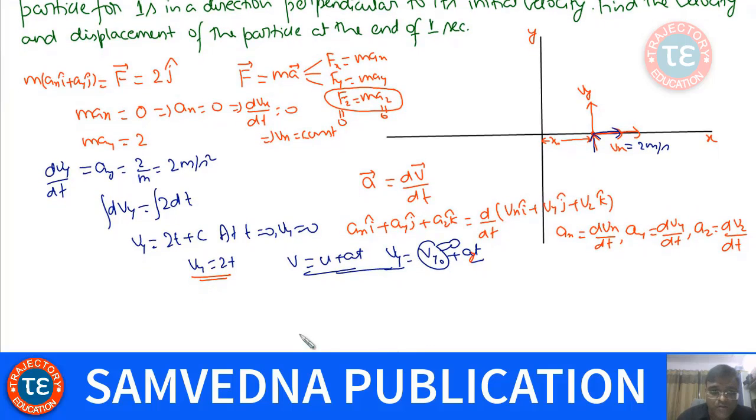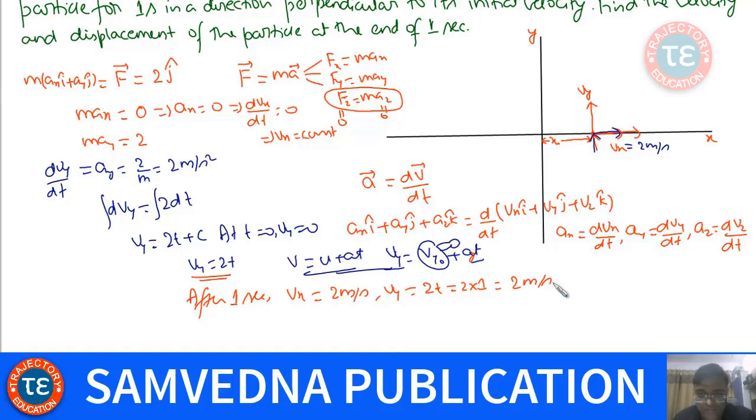Get your point? And it acts for 1 second. So after 1 second, what do you have? After 1 second, of course your Vx will remain 2 meter per second. Your Vy will be 2t, that is 2 into 1, 2 meter per second, not square, 2 meter per second. So your Vx is 2 meter per second and Vy also 2 meter per second.